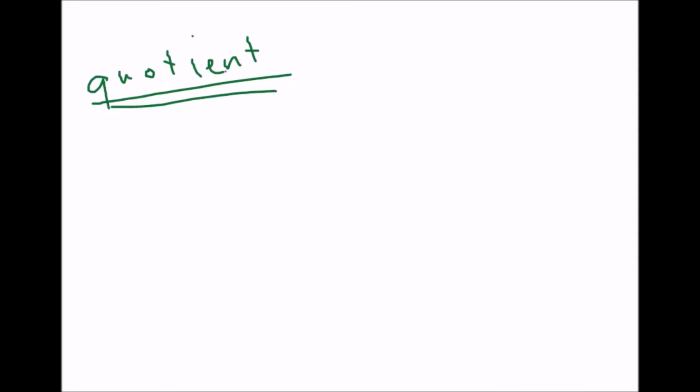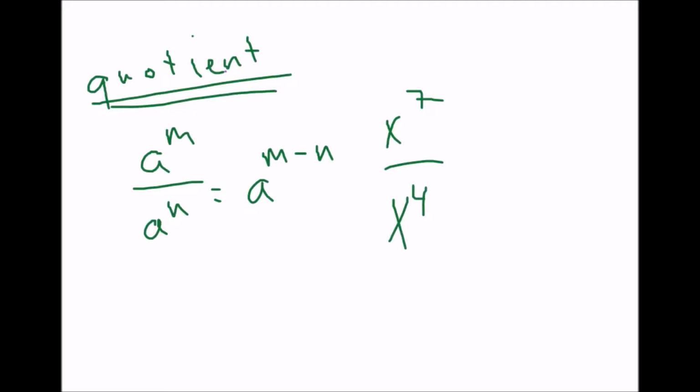The next rule we'll talk about is the quotient rule, and all it says is a to the m over a to the n equals a to the m minus n. In a real world example, like x to the 7th over x to the 4th, it says 7 minus 4, and you're left with x cubed. In another example, let's say the bigger number is on the bottom, so t cubed over t to the 9th.